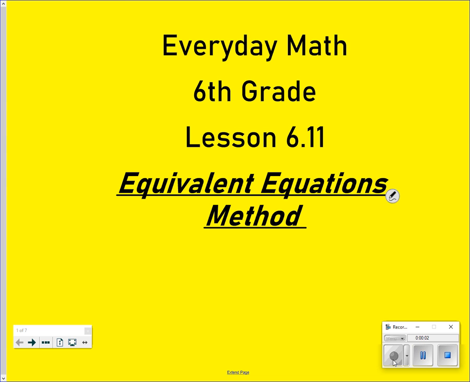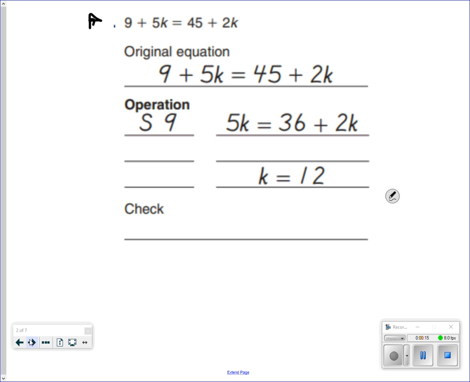Hello, sixth graders. Today we're going to be working a little bit more with algebra and solving equations. So watch closely. I'm going to break this down so it's a little easier for you, and I'll take it step by step, so watch how I do it with your notes. We have an equation right here, which is 9 plus 5k equals 45 plus 2k.